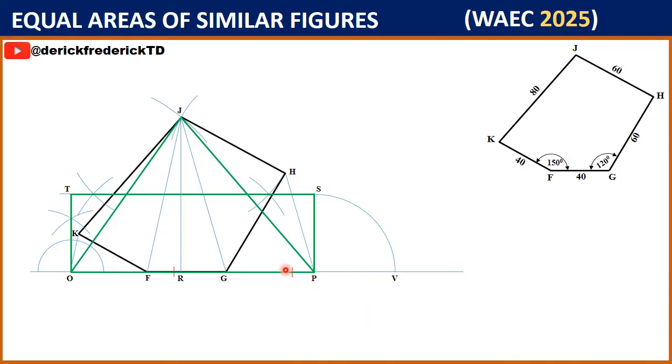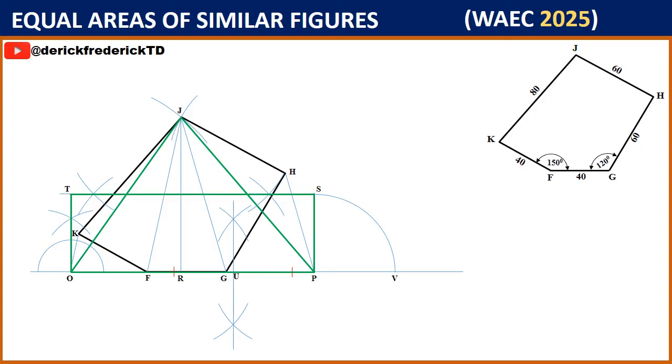Now get your pair of compasses, needle at this point, and stretch more than half of the line. Remember, my point of focus is this red mark. Draw an arc at the bottom and at the top like this. Then with that same radius, needle at this point, and cut and draw a perpendicular bisector. So what I've done is I've bisected line OV. Call this point U.